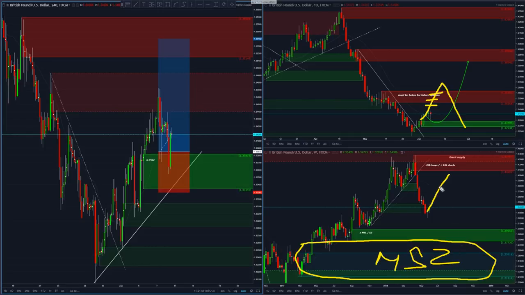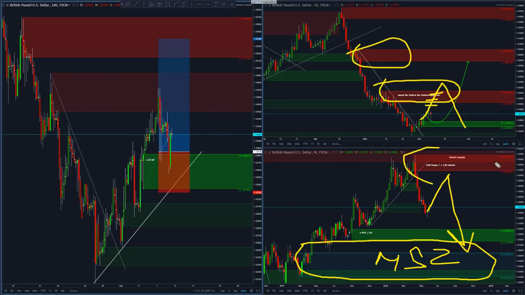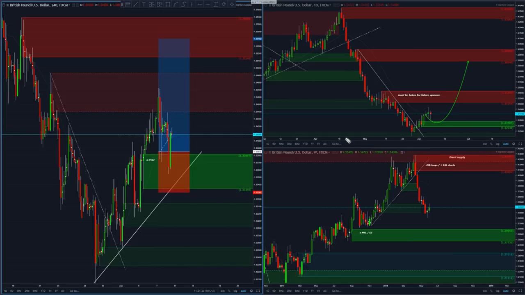However, I expect this drop, but the question is where it's going to happen. It could be here, it could be here, or it could be even at the top. So for now I stay with the longs, and I'm waiting for my time to take a shot.